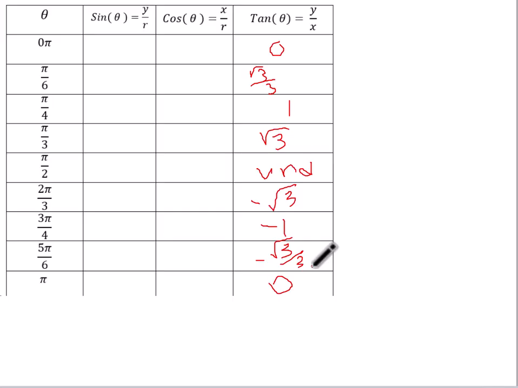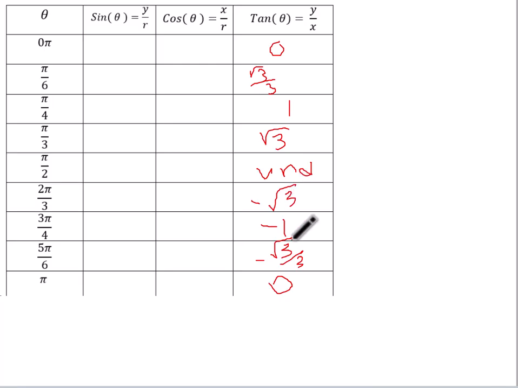Apologies for how terrible my handwriting is with the mouse, but it goes from 0, and then at pi over 6, it's square root 3 over 3. At pi over 4, it's 1. At pi over 3, it's square root of 3. And then at pi over 2, it's undefined.